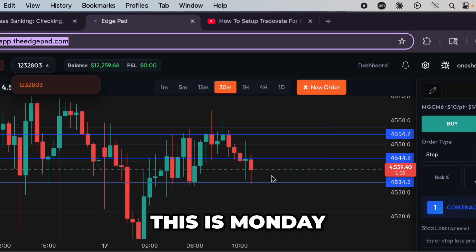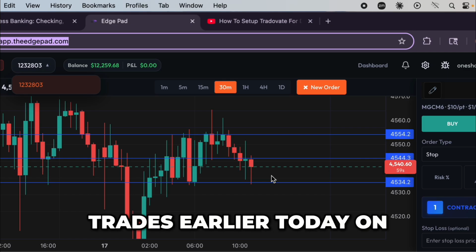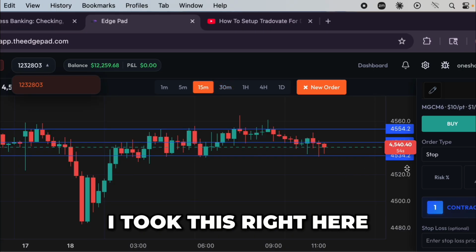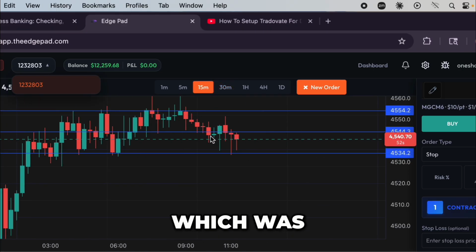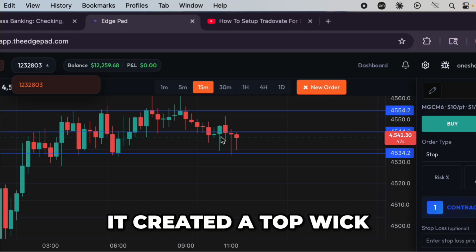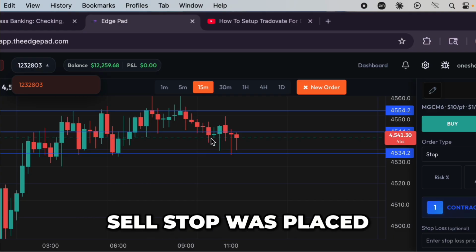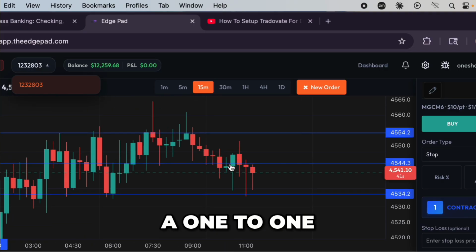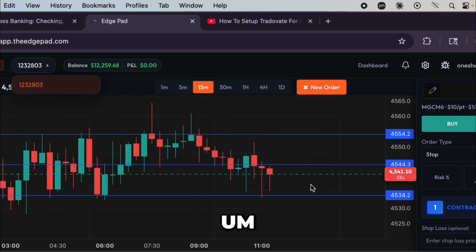All right, this is Monday, and I took 2 trades earlier today on my system. Let me show you what those were. I took this right here, which was this close below support. It created a top wick. My sell stop was placed below the previous candle, and then it dropped. And so I got a 1 to 1.5 on that.